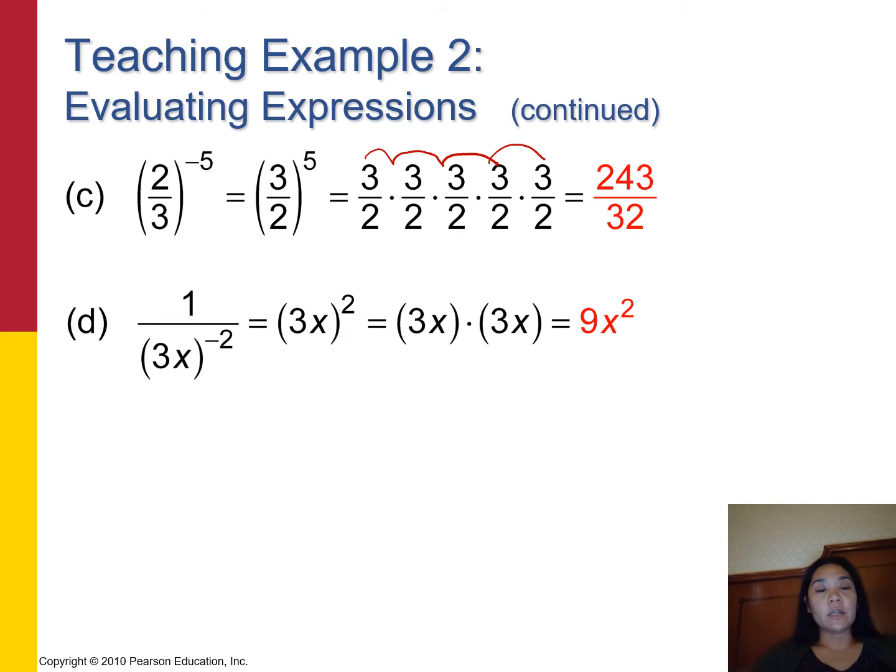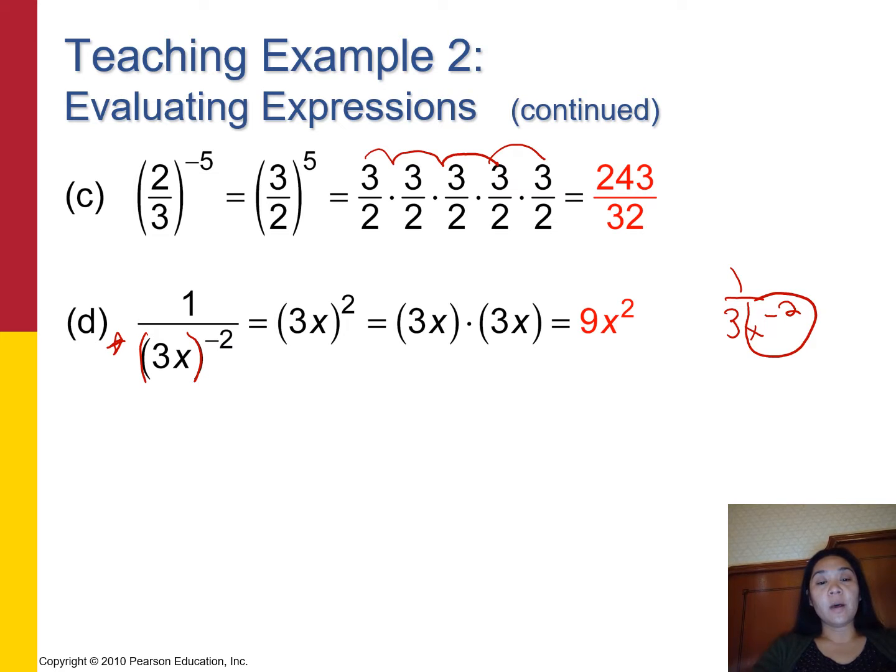The next problem, notice here we have 3x to the minus 2. Notice the 3 and the x are in parentheses. If you had, for example, 1 over x to the minus 2, only x to the minus 2 is included in that minus 2. But because there's parentheses around this whole thing, you need to flip up the whole 3x, and now it is 3x squared. And that's easy, right?